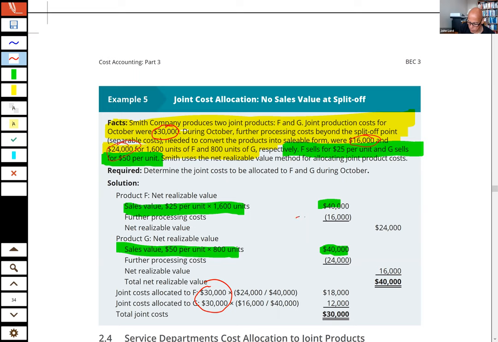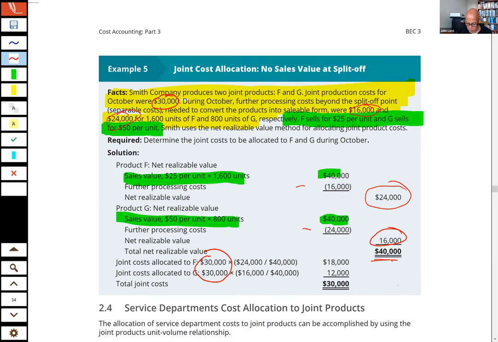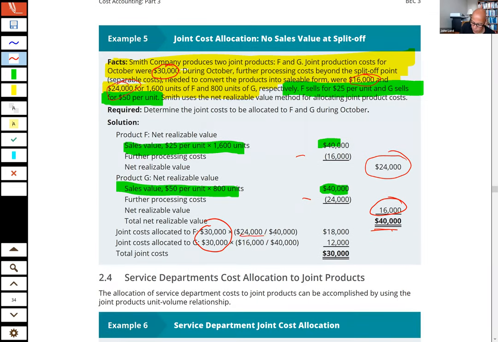So I subtract those numbers off, and now I have the net realizable value at split off for these two different products. The basis is 40,000, and then I simply do the allocation using those numbers, and I have allocated those 30,000 of costs.